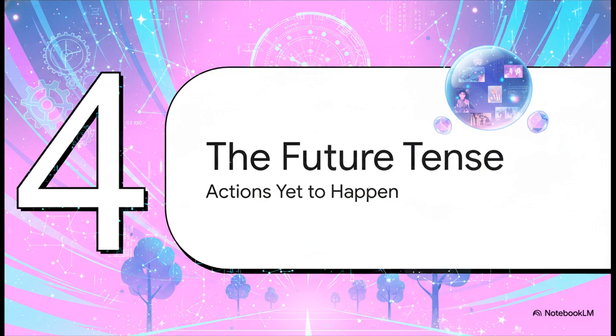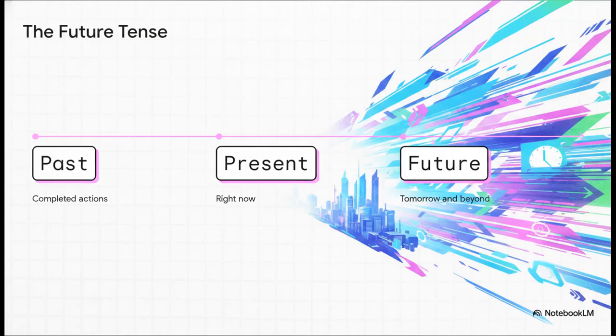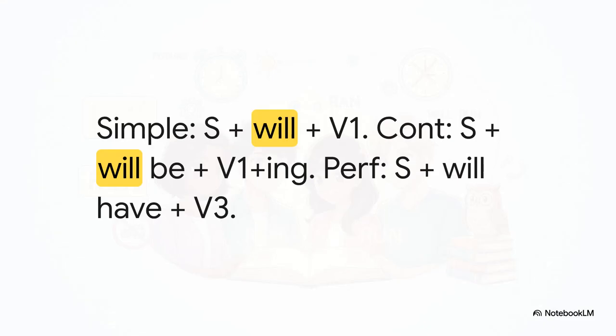Moving right along to part 4, mastering the future tense. Okay, we are jumping all the way to the far right of our timeline now. We are focusing entirely on tomorrow, next week, and all the actions that haven't even happened yet. Now listen, the ultimate cheat code for the future tense is just one word: will. Adding will instantly locks our building blocks firmly into the future.